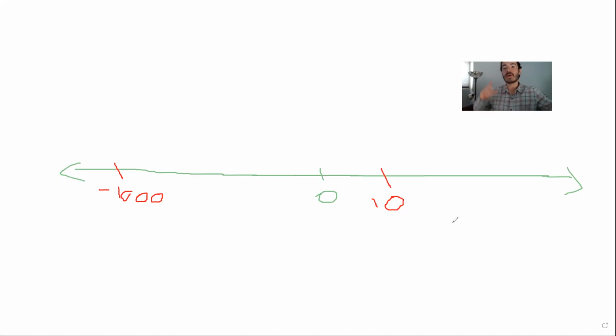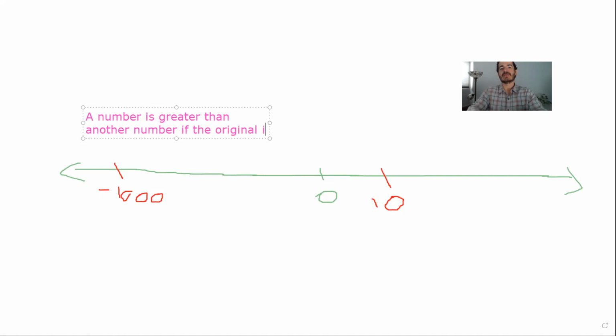But in mathematics, when we're in an academic setting, in the classroom, we always talk about greater than or less than in terms of which is further to the right. Which is further to the right on the number line. So a number is greater than another number if the original number is further to the right on the number line.